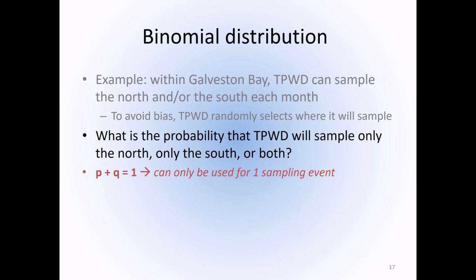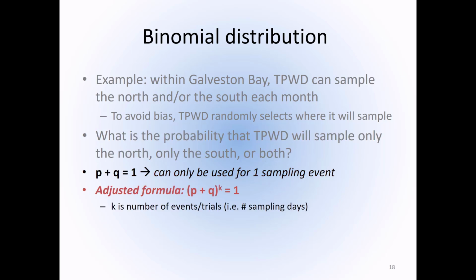And we can adjust this formula slightly to account for more than one sampling event, which is likely because TPWD goes out and samples multiple times every month. So we just make this slight adjustment, taking P plus Q to the K, which is the number of sampling events, equals 1. And this will then enable us to determine the probability of different events occurring.